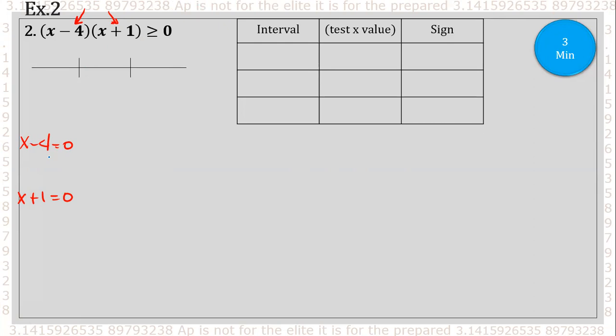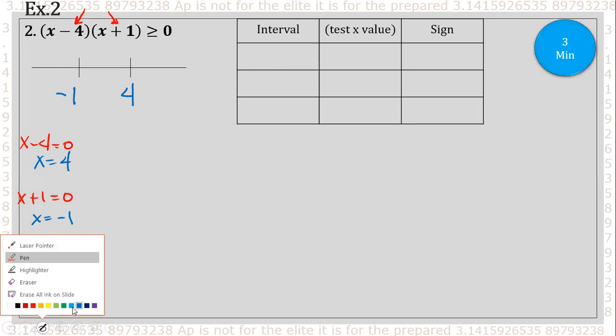Okay, so solving for that, we got x equals 4 and x equals -1, right? We just solved for x for both terms. So put them on the number line, that helps out a lot, and it helps you get your intervals correct. Okay, so I got this right here.